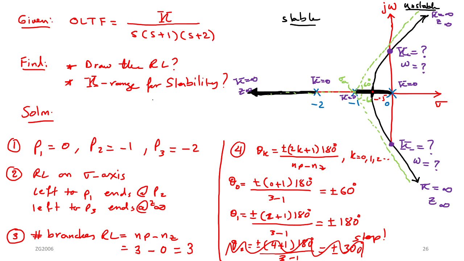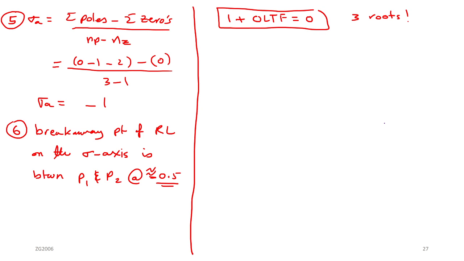So this is our next job. How to find the K range? We need to find these 2 points. If you find these 2 points, you will find the limit. You will find the range from 0 to this point. You got it? So how are we going to find this point? This is what we're going to do next.